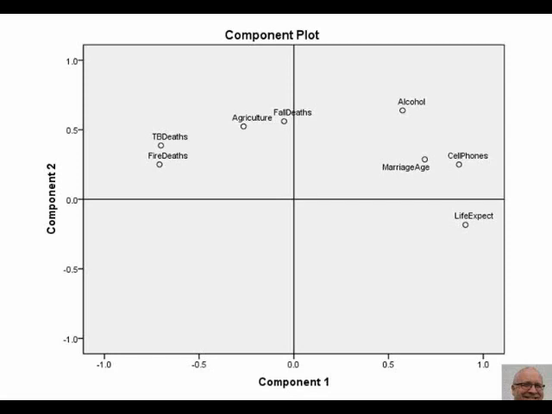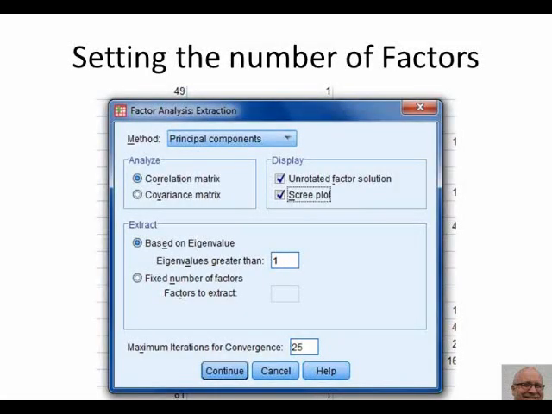So over on the left-hand side, we've got TB deaths, fire deaths, followed by fall deaths. Agriculture, whilst it's really nice to watch, most of us wouldn't really want to work too heavily in agriculture. And then on the right-hand side, we have plenty of alcohol consumption, we're marrying late, we're using cell phones, and our life expectancy is good. So that's the dominant characteristic that runs through that 2-dimensional space.